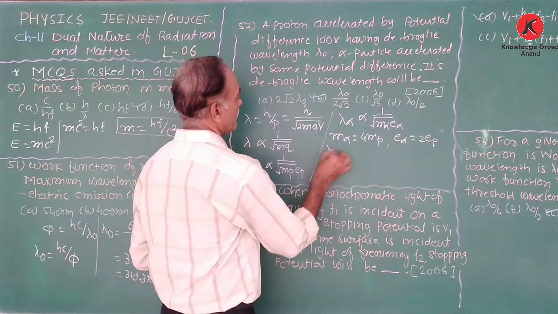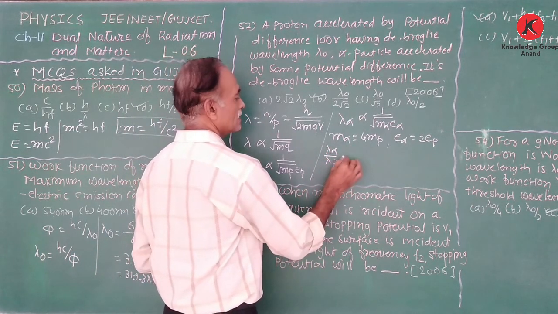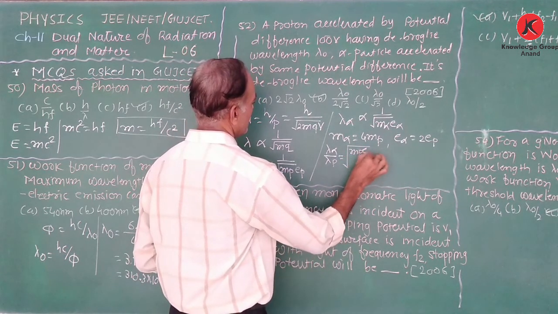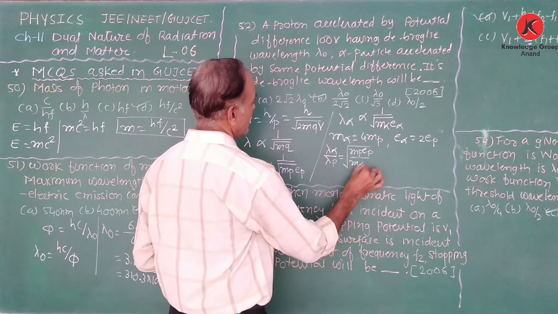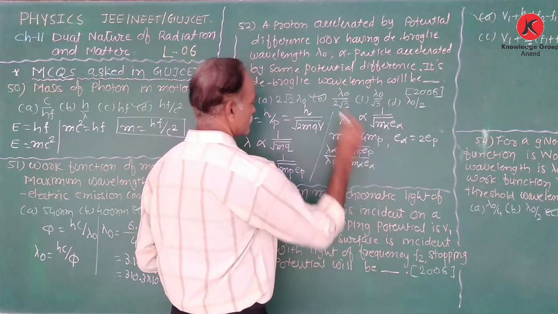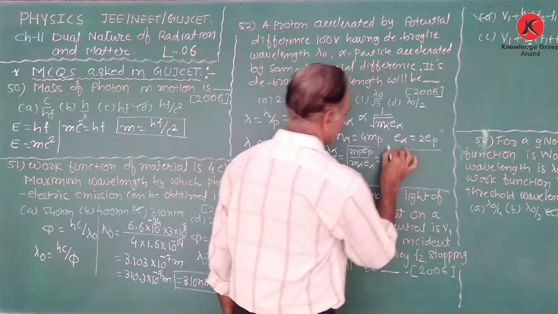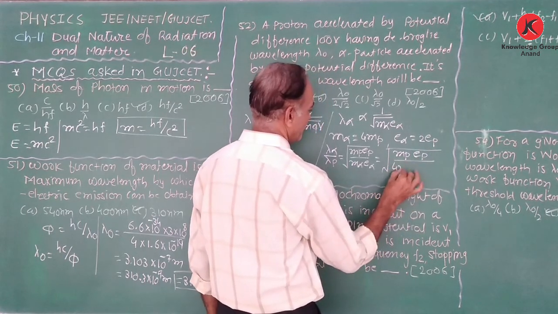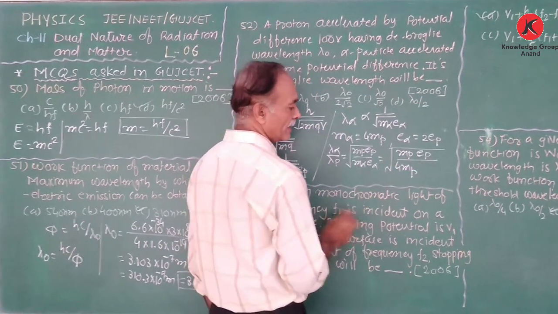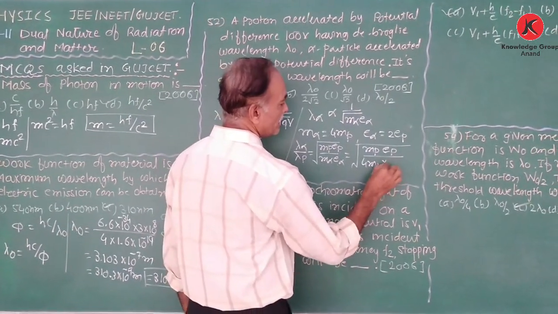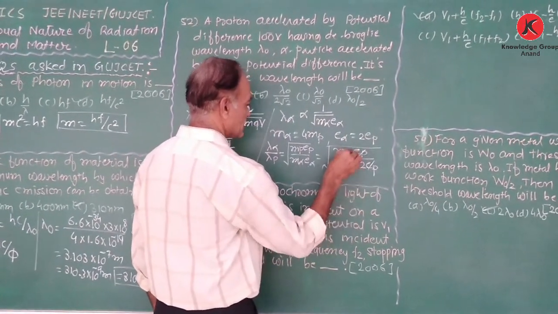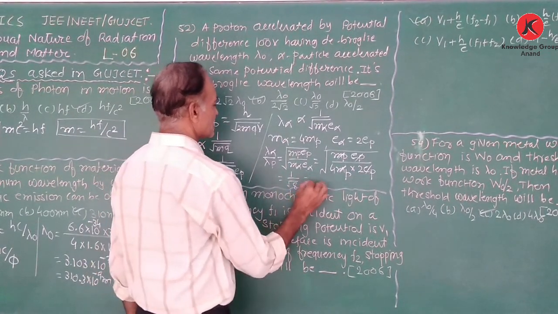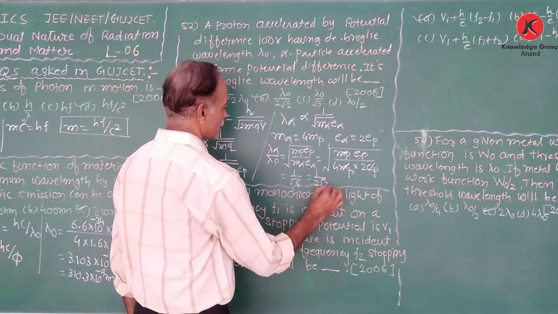Therefore, lambda alpha upon lambda p is equal to mp ep upon m alpha e alpha. Substitute the value. Therefore, mp ep upon 4mp, because m alpha is equal to 4mp and e alpha is equal to 2ep. EP cancels and MP cancels, so it's equal to 1 upon root 8. So it's equal to 1 upon 2 root 2.